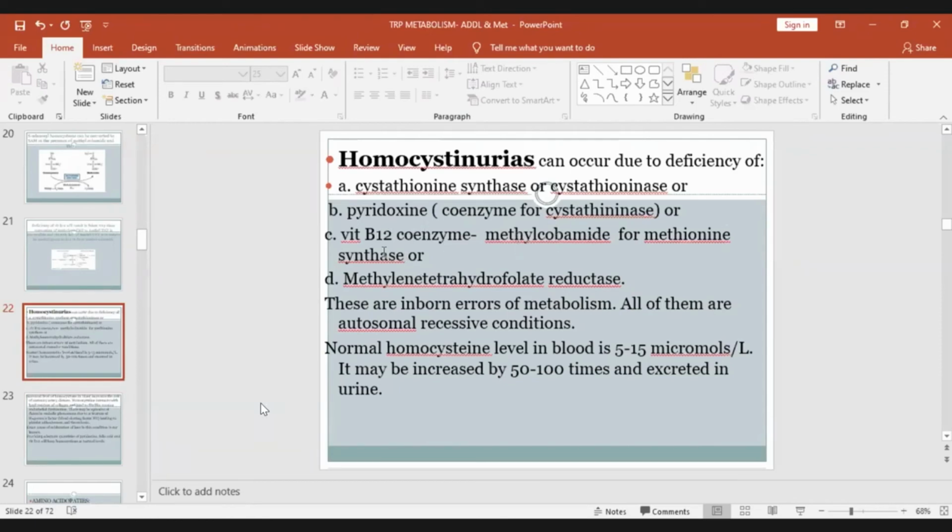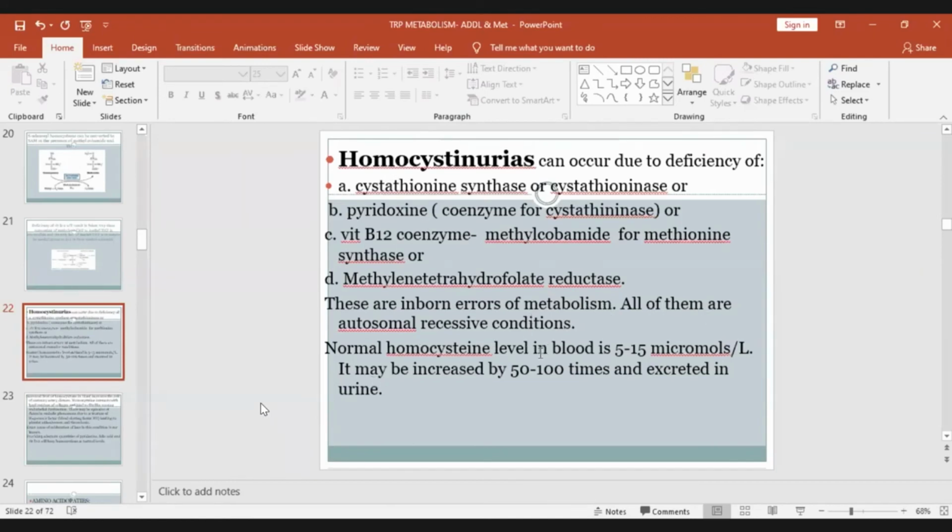5-deoxyadenosyl cobalamin, that you should remember. So here methyl cobalamin formation is impaired, and there also can be methylene tetrahydrofolate reductase that converts it to methyl tetrahydrofolate. So the deficiency of any of them will result in homocystinuria. So these are inborn errors of metabolism. All of them are autosomal recessive conditions.